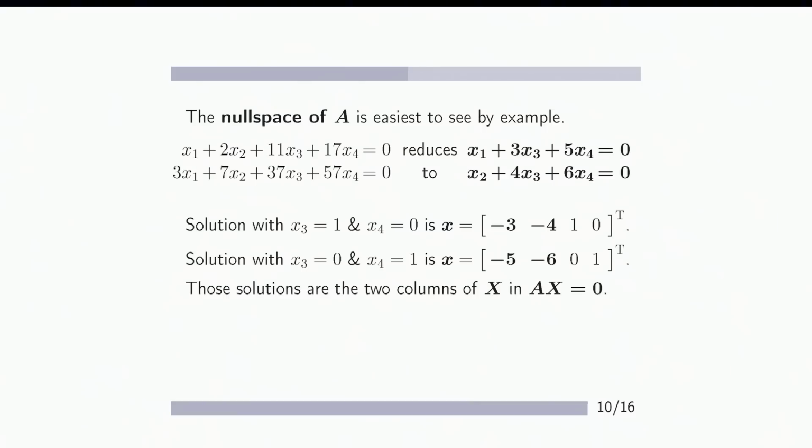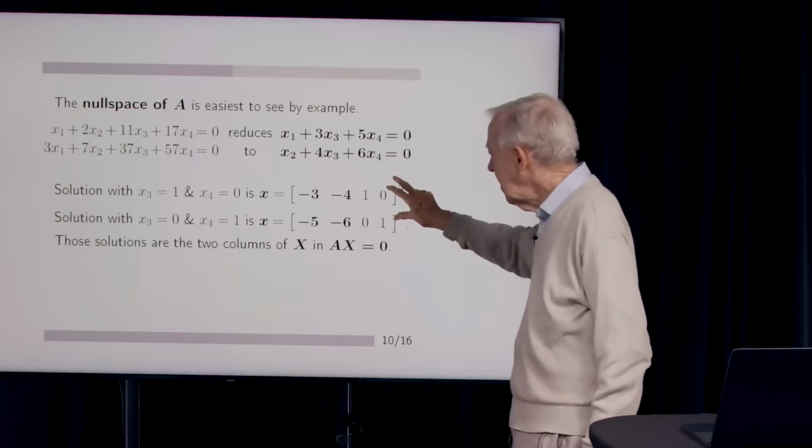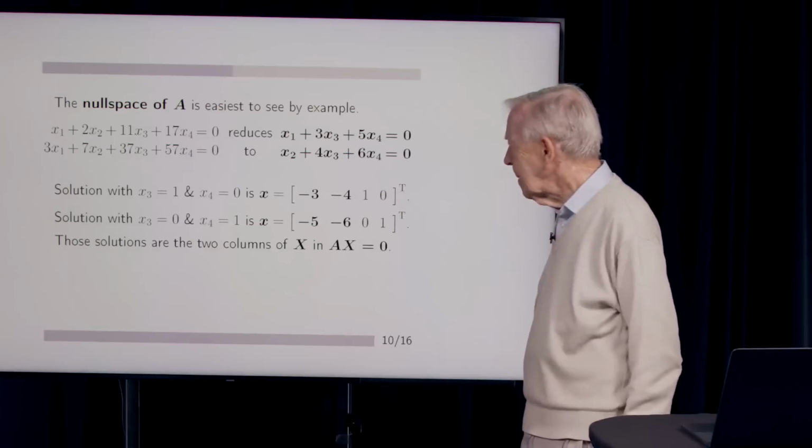Simple solution, complete solution. So I've got two solutions to Ax equals 0, and the null space has the right dimension 2, and I've found a basis for that space, and all other solutions are combinations of these simple solutions. The simple solutions have zeros and ones in the dependent columns.